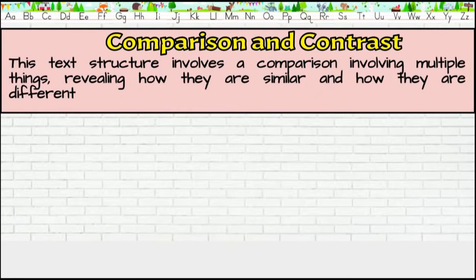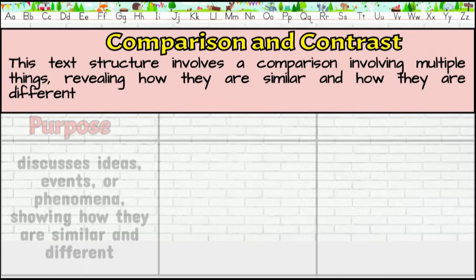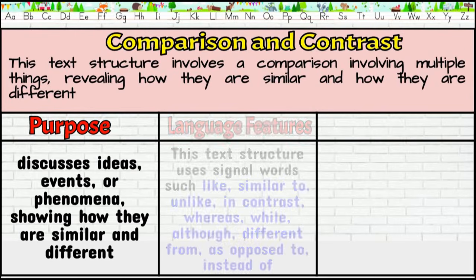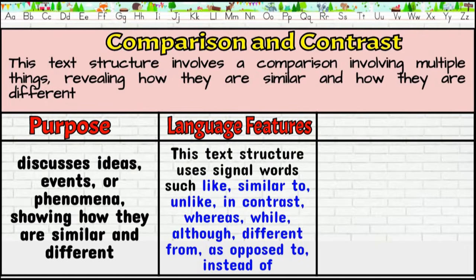This text structure involves a comparison involving multiple things, revealing how they are similar and how they are different. The purpose of this text structure is to discuss ideas, events, or phenomena, showing how they are similar and different. Comparison and contrast text structure uses signal words such as like, similar to, unlike, in contrast, whereas, while, although, different from, as opposed to, instead of.